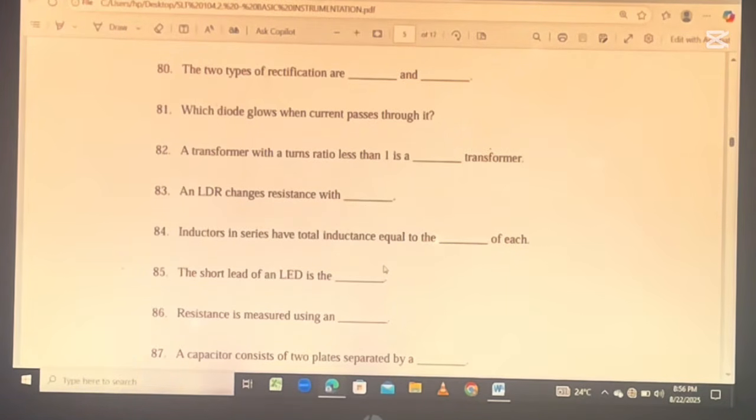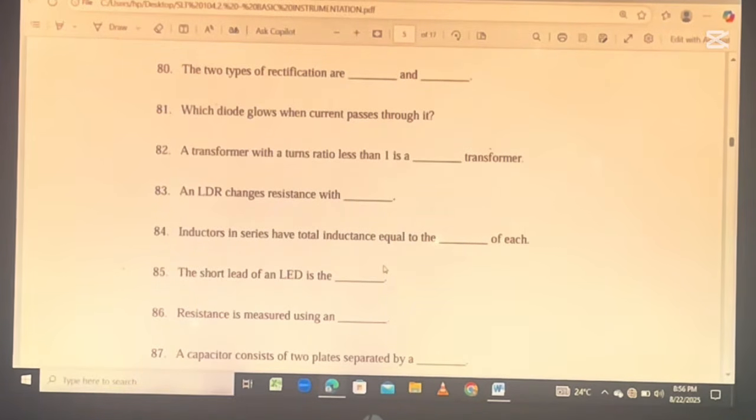Number 81 says which diode glows when current passes through it. We've emphasized it. It is the LED, light emitting diode. Number 82, a transformer with a turns ratio less than 1. Remember, we talked about greater than 1 before. When it is less than 1, it is called a step down transformer.